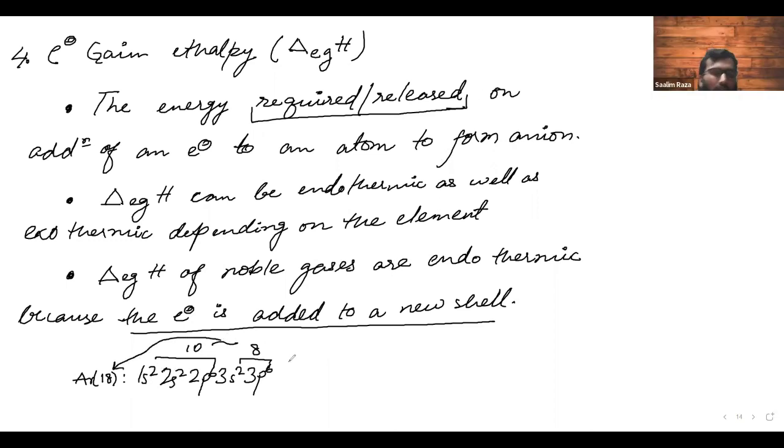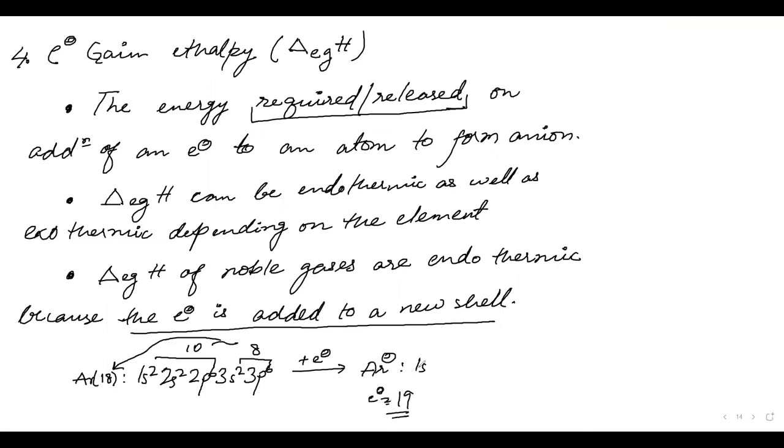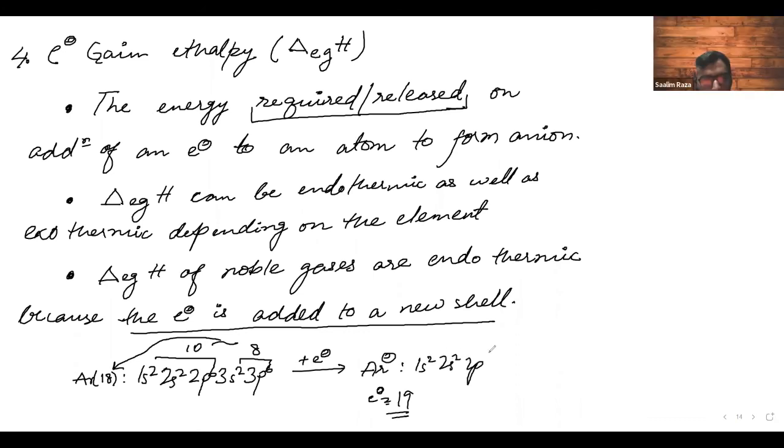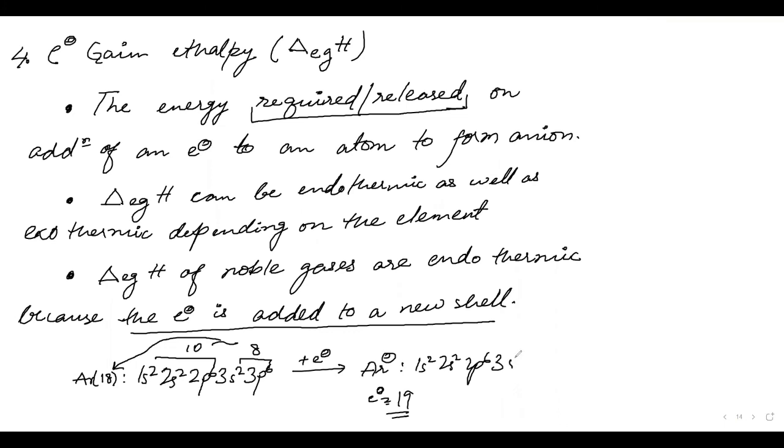Okay. Now what we have to do? We have to add one electron. The atomic number will be 18 only, but the number of electrons will change. Now this will be Ar negative. So it will have how many electrons? 19. Now tell me: 1s2, 2s2, 2p6, 3s2, 3p6.